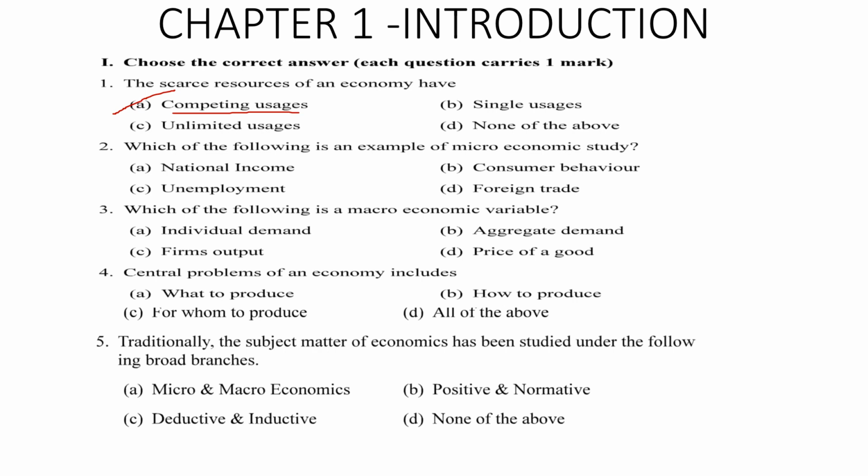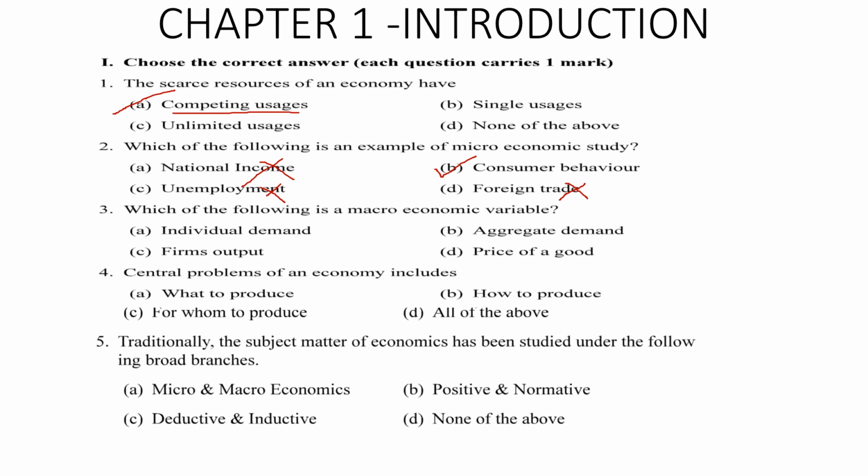Second one, which of the following is an example of microeconomic study? Microeconomics is the study of individuals. National income, unemployment, that is also a part of macroeconomics. Foreign trade is also a part of macroeconomics. So studying individual behavior is consumer behavior. So this is a part of microeconomic study.